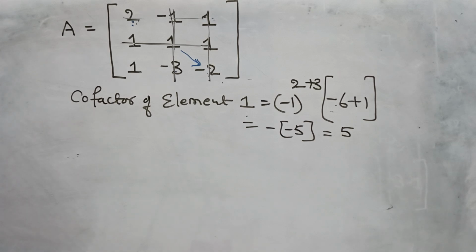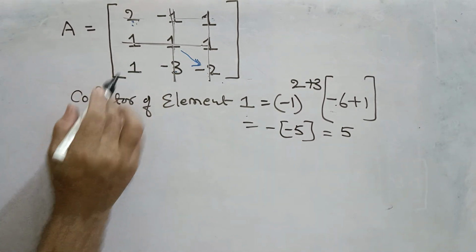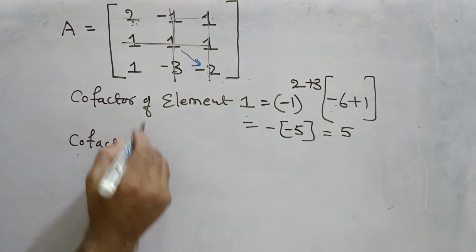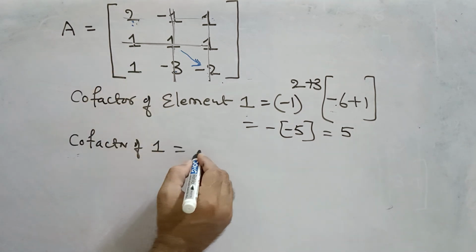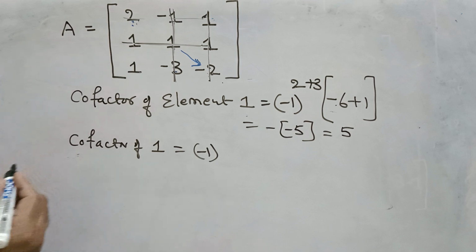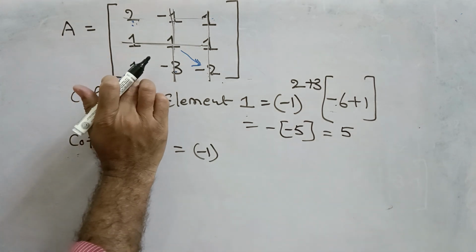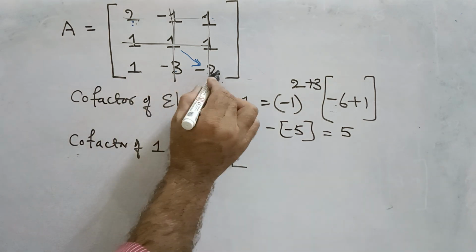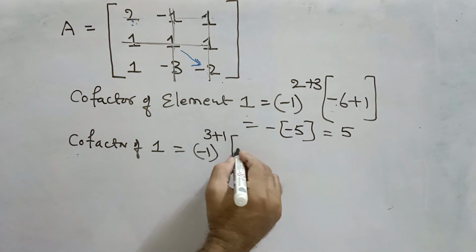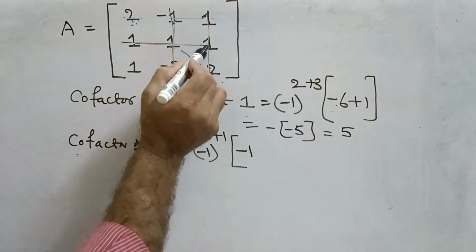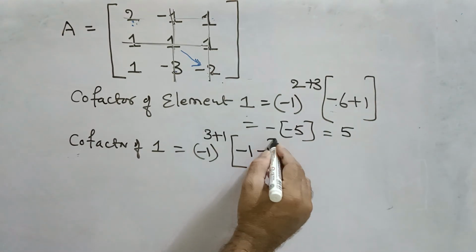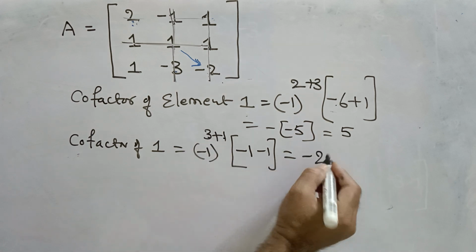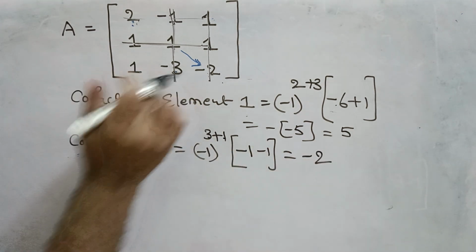And coming to this particular element, the cofactor of 1 is equal to minus 1 whole power. Third row, first column, 3 plus 1. Then ignore this row and column, these are the elements. It is 1 into minus 1 into 1, minus 1 and minus 1, and 3 plus 1 is even, so the plus symbol will come here. The answer is minus 2.